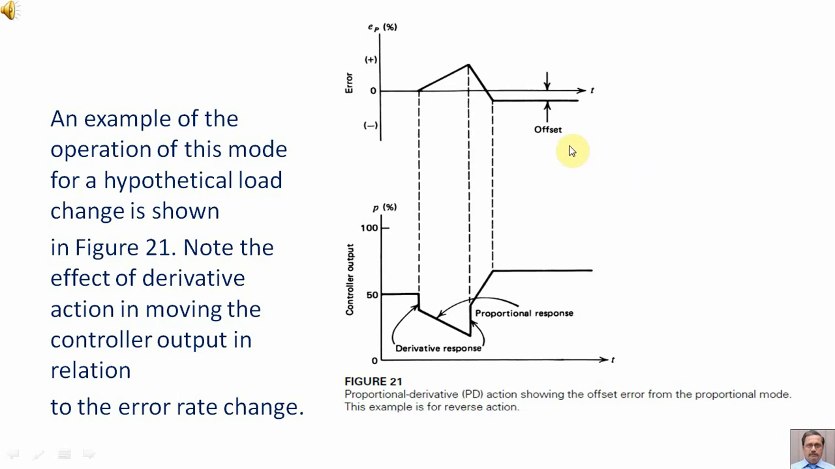Here we have the error rate change, and because of this the derivative action is like this, and then we have the negative error rate change and the derivative action goes upwards. And then this action is due to the proportional action, and thereby the controller output has changed because of the proportional action, but at the same time we have offset due to proportional action.